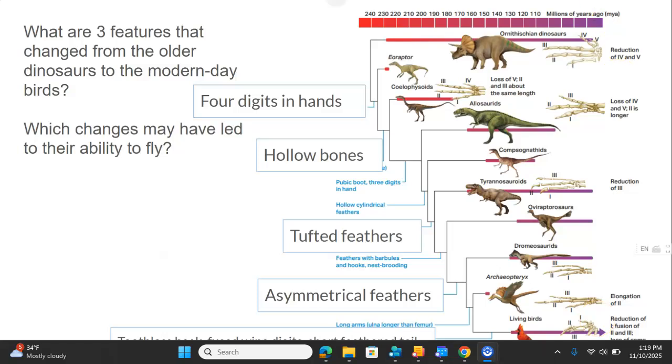And the living birds came from an ancestor with 5 digits and very dense bones, and now these birds have 3 digits in their hands and very hollow bones and feathers and all of the other characteristics that you see here. So that's basically the idea of a cladogram, and how it can show us how different traits changed over time, and how an organism like the Ornithischian dinosaurs were able to change and evolve into something like our living birds today.